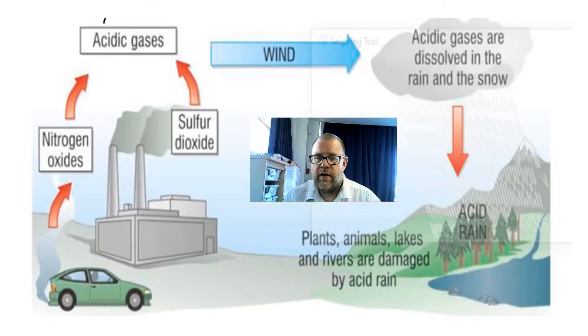So here we can see an example of what's happening. So nitrous oxide, sulfur dioxide, forming these acidic gases. They can be blown long distances. Okay, so that it's not just localized. Some of these can be spread quite far into other countries. And then these gases then fall on the land, and we're going to talk more about that in a minute. But plants, animals, lakes and rivers are damaged by this acid rain.